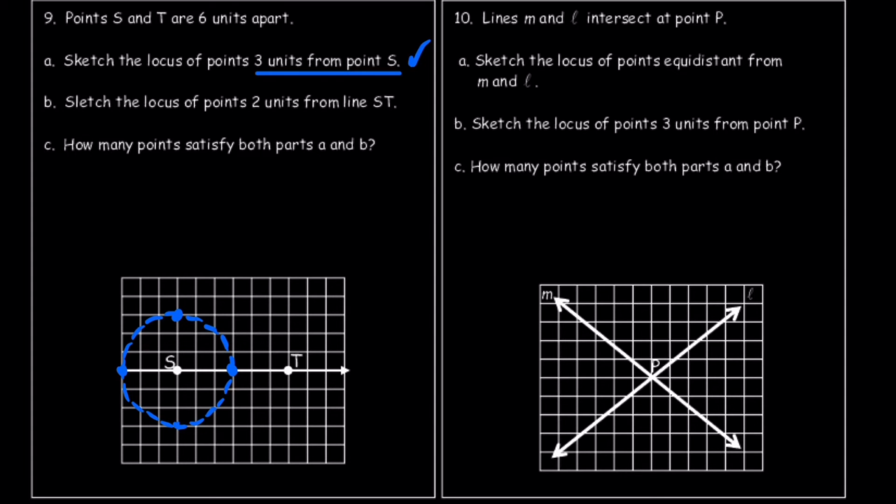Sketch the locus of points 2 units from line ST. So now I'm starting with a line. 2 units away will be 2 lines, one above, one below. Okay, 2 units away. So I go up 2, drawing a line. Go down 2, drawing a line. How many points satisfy both parts A and B? All right, so 1, 2, 3, 4. That answer would be 4.